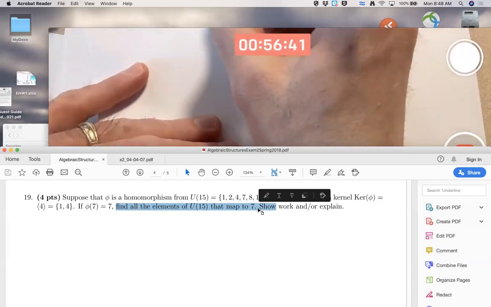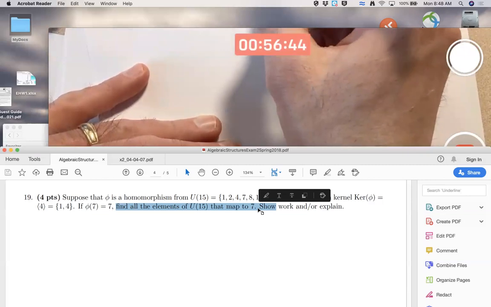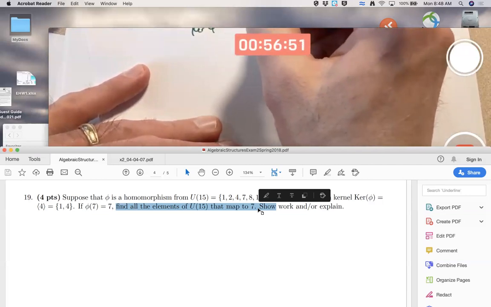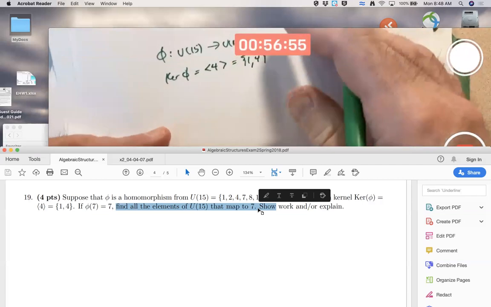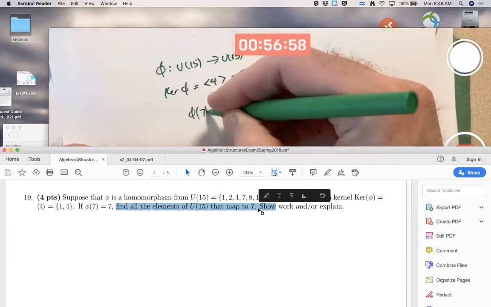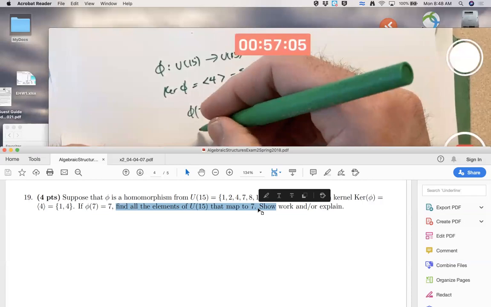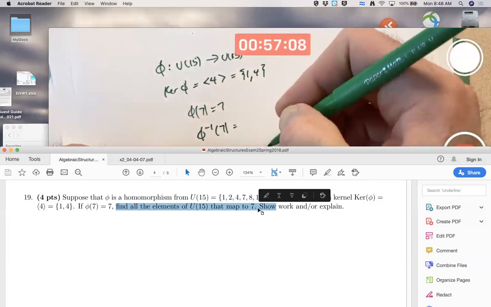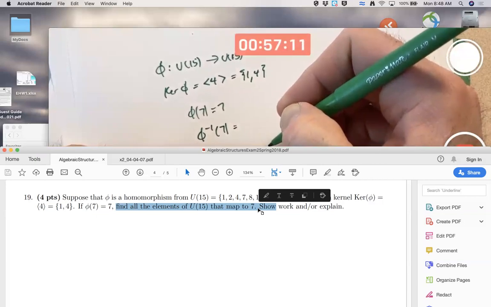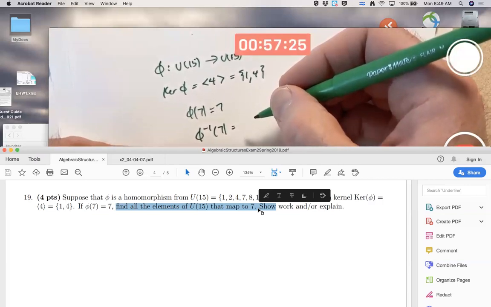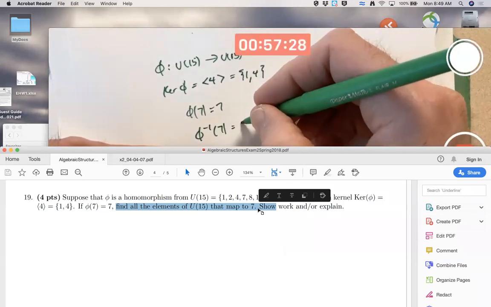Phi is mapping from U15 to itself. It's a homomorphism. The kernel of phi is the cyclic subgroup generated by 4, which happens to be a 2-element cyclic subgroup. Phi of 7 is 7. Find all the elements of U15 that map to 7. In other words, find the inverse image of 7. By one of the theorems in chapter 10, that inverse image is related to the kernel. Do you remember what it was? We talked about it 40, 45 minutes ago. G times the kernel of phi, or little g.